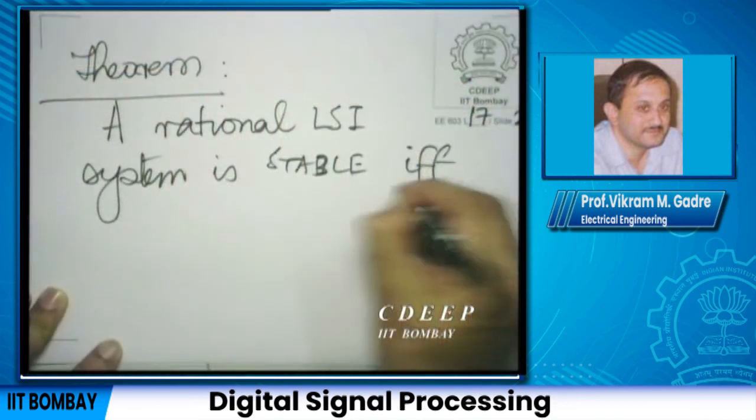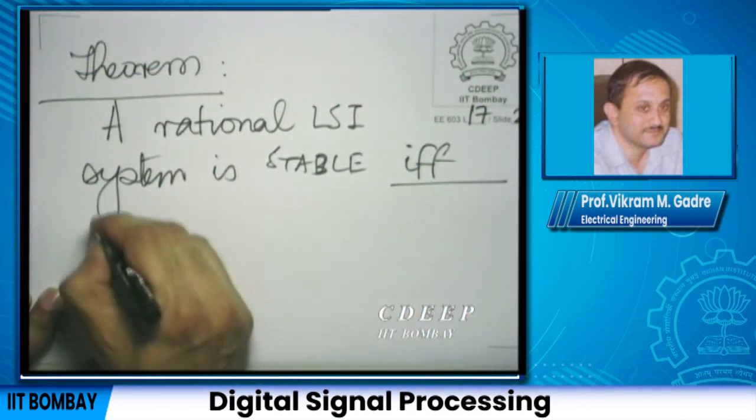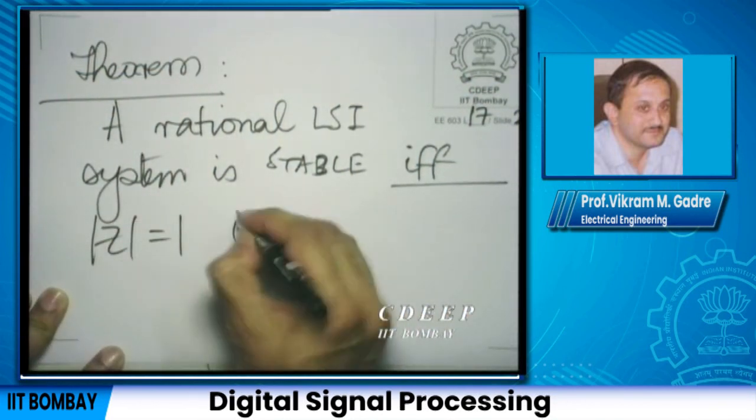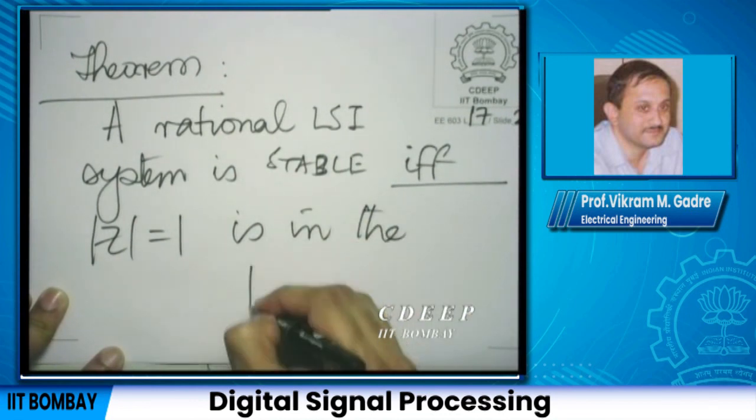Okay, so we write the theorem and I leave it to you to put down a formal proof based on what we have just discussed, and with that then we conclude this class. The theorem: a rational LSI system is stable if and only if the unit circle, mod z equal to 1, is in the region of convergence.